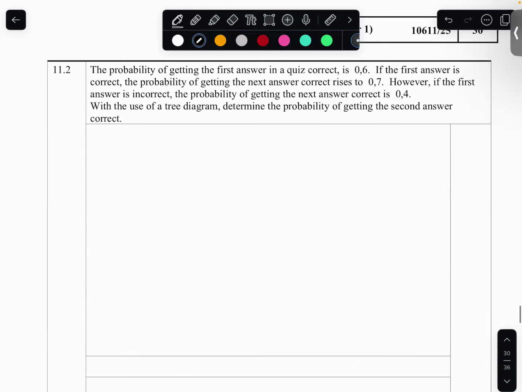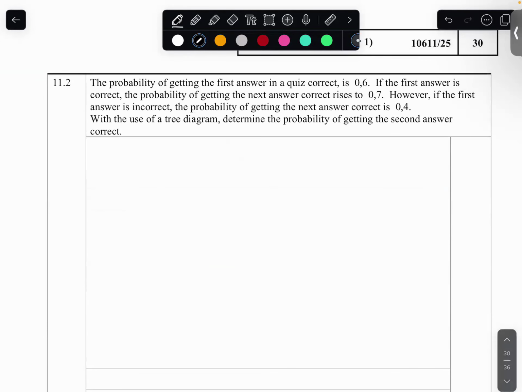Okay, and then the last question here. The probability of getting the first answer in a quiz correct is 0.6. If the first answer is correct, the probability of getting the next answer correct rises to 0.7. However, if the first answer is incorrect, the probability of getting the next answer correct is 0.4. So let's deal with the first scenario. You can either get it correct or not correct. So this is the first answer. The probability of getting it correct is 0.6, which means this has to be 0.4.